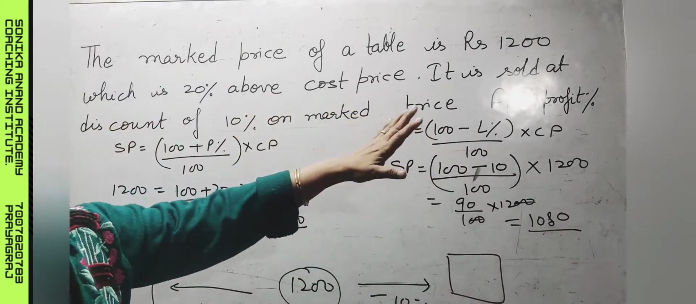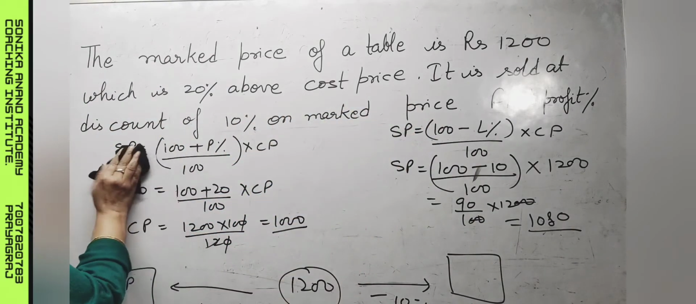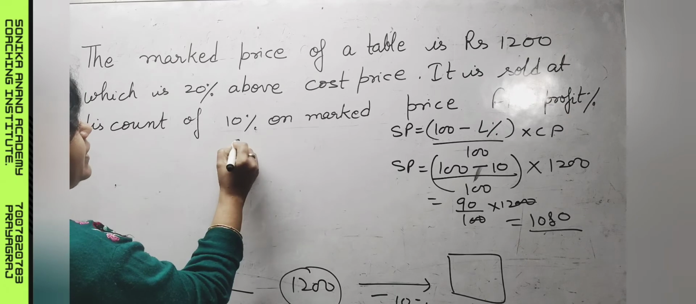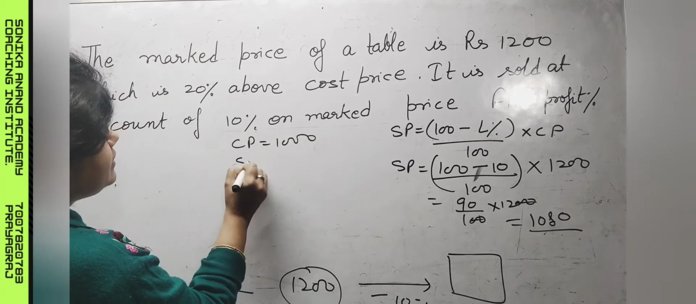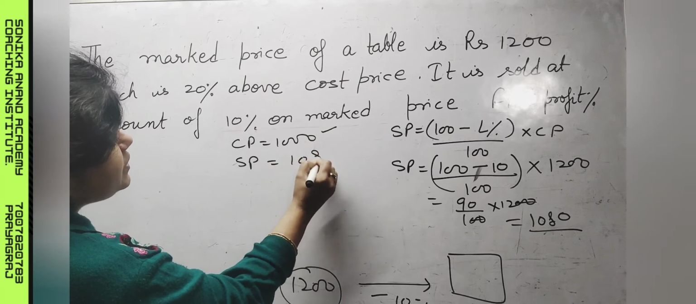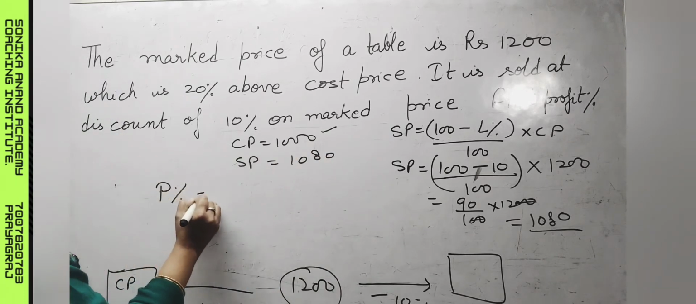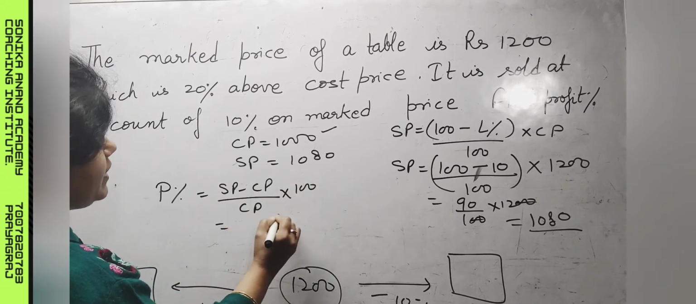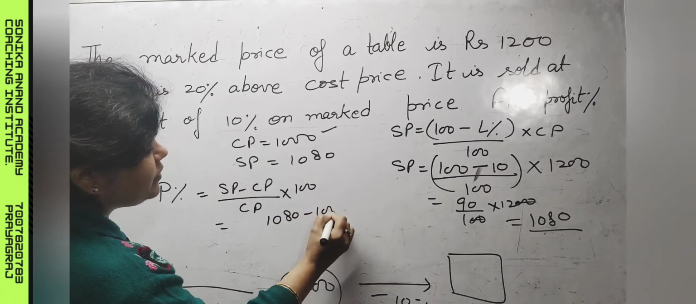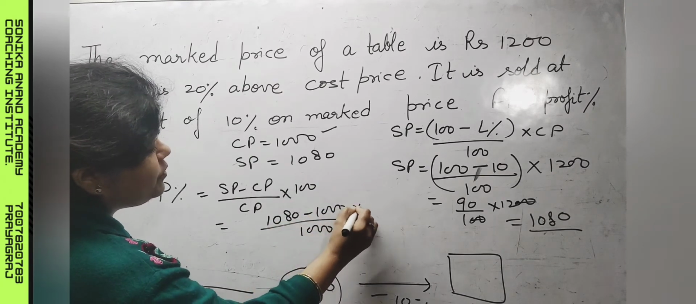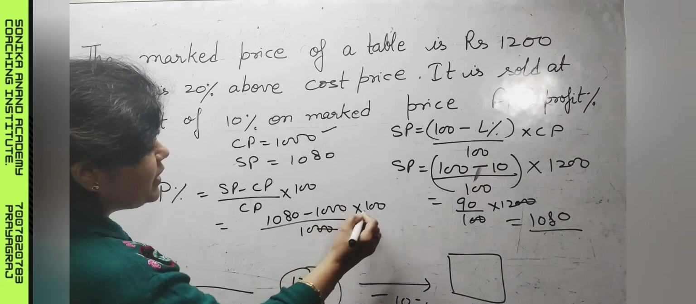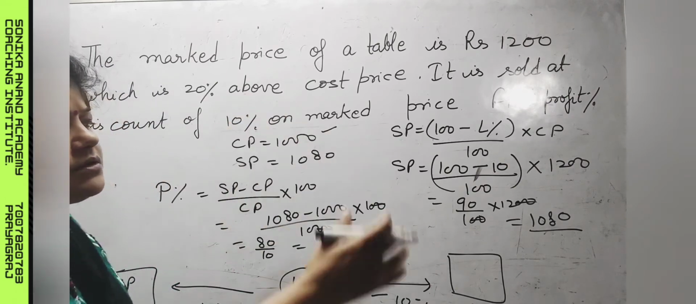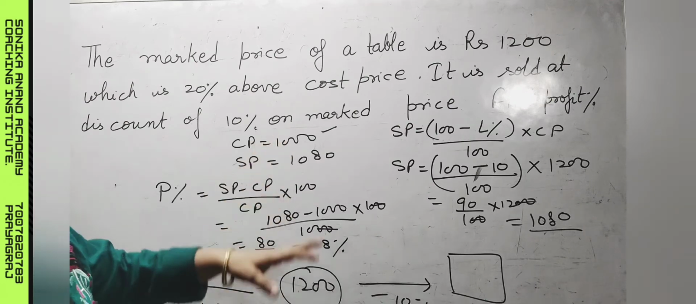Now we have to find the profit percent of the shopkeeper. Mathematically, how will we find it? We use the formula. Here we get cost price 1000 and selling price 1080. So profit percent is selling price minus cost price over cost price into 100. So we get 1080 minus 1000 over 1000 into 100. So ultimately these zeros get cancelled and here we get 80 by 10, which is equal to 8%. So this is the whole mathematical process by which we can solve this question.